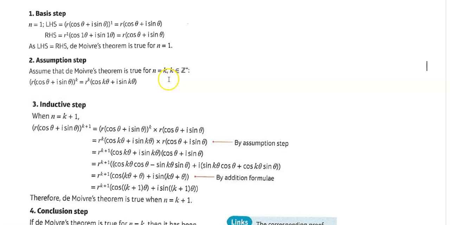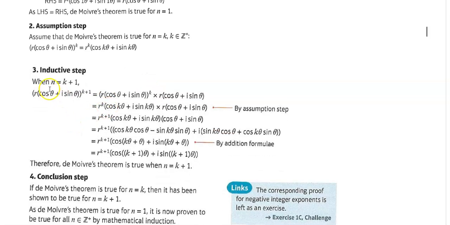If you're assuming it's true for some value k, i.e. you're assuming that r of cos theta plus i sine theta to the power of k is equal to r to the power of k cos k theta plus i sine k theta. And then by induction what we want to do is prove it true for n equals k plus 1. So r of cos theta plus i sine theta to the power of k times r of cos theta plus i sine theta, that's what r cos theta plus i sine theta to the power of k plus 1 would be.